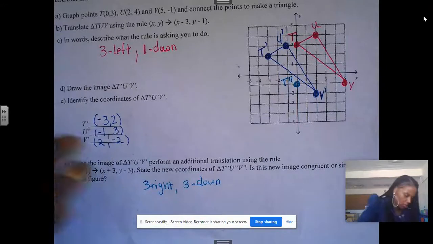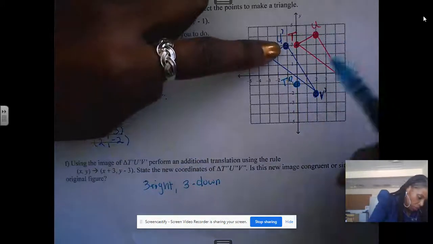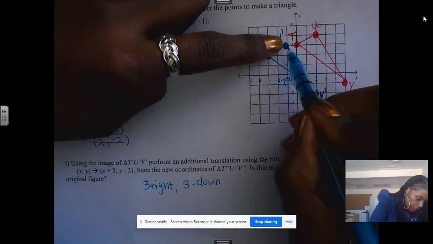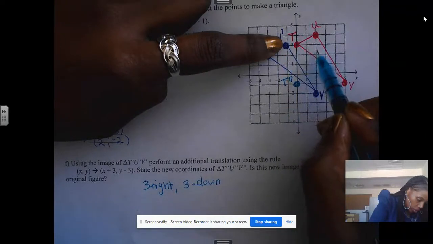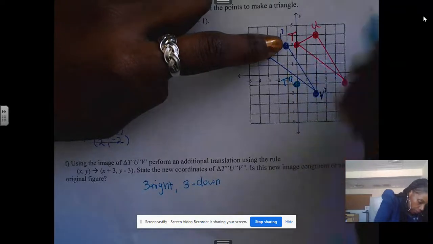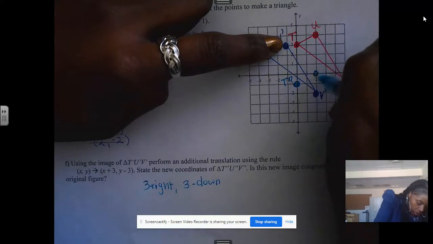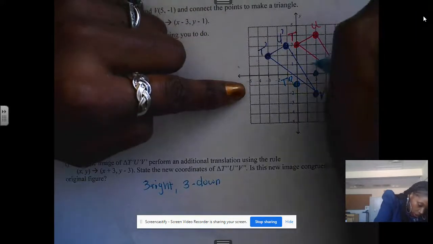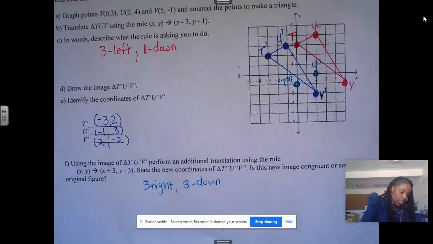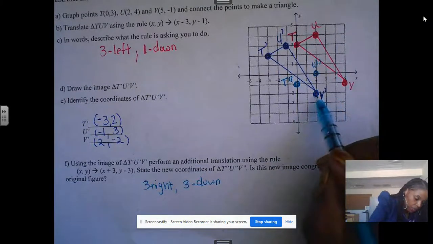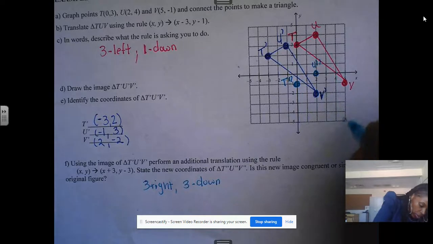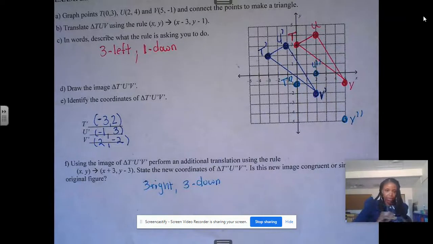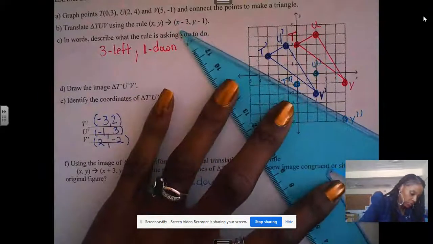And then I'm going to do the same thing with U. 3 to the right. So that's 1, 2, 3, 3 down. 1, 2, 3. So this is going to be kind of in between there. So it's U prime prime. And then 3 to the right. 1, 2, 3, 3 down. 1, 2, 3. So it's here. And then V prime prime. And then connect. And you'll be done.